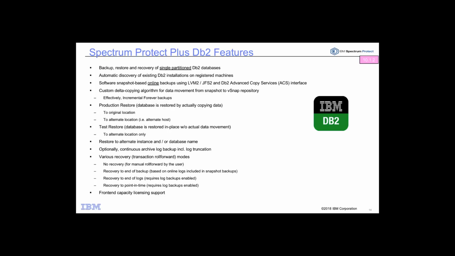We do support front-end capacity licensing with the IBM DB2. So if you're going to be licensing Spectrum Protect Plus by front-end capacity, you can do that, and we will give you some reports to show you the amount of data that you're protecting in the DB2 databases so that you can determine your licensing cost based on that.